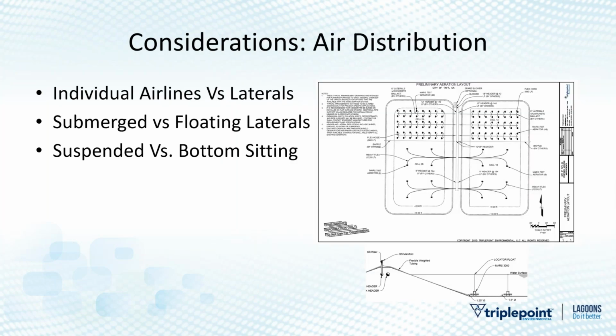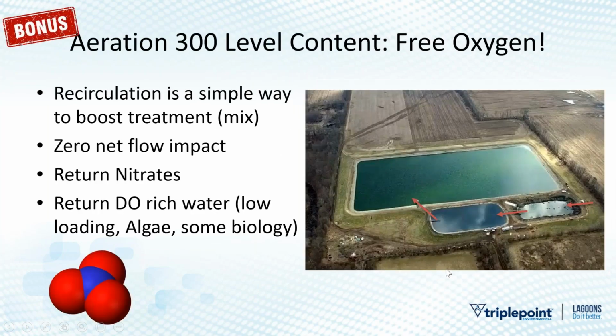I'm going to skip air distribution right now for sake of time, but if you want to ask questions later or give me a call, that's great, because air can be sent out via individual airlines and controlled from shore. It can have laterals at the surface of the pond. It can have laterals at the bottom of the pond. There's a lot of different ways of doing this, and there's pros and cons of each. So hit me up later if you want to have that conversation.